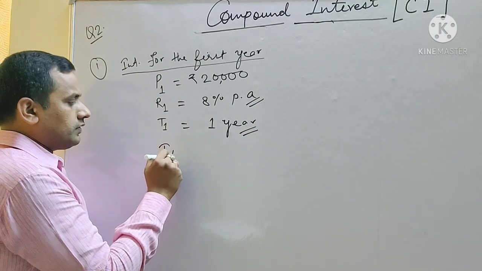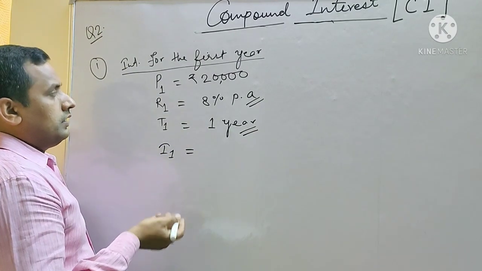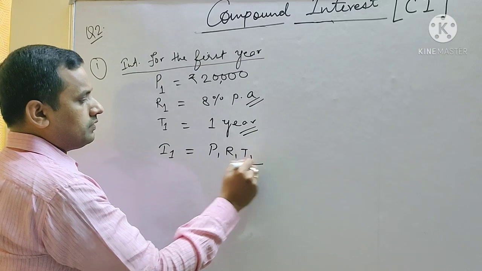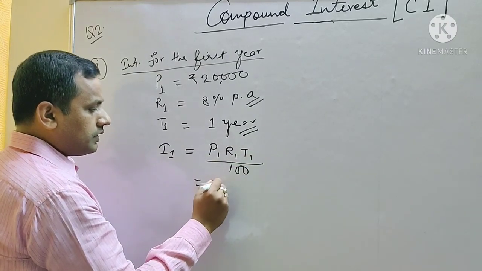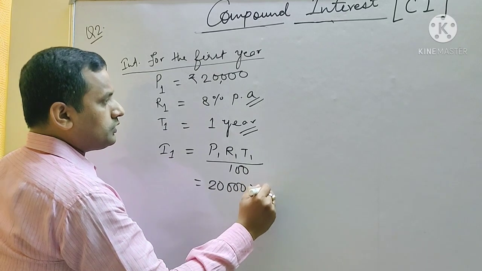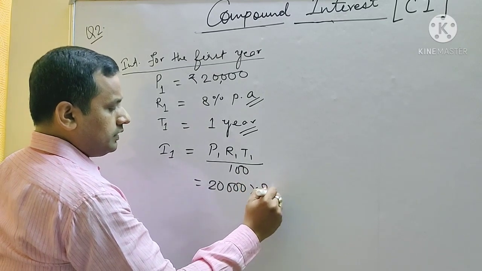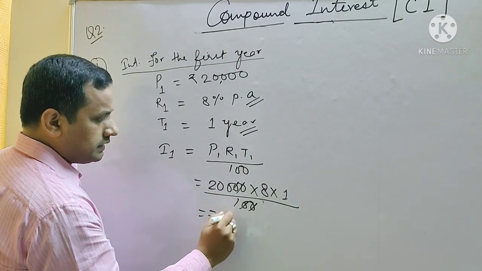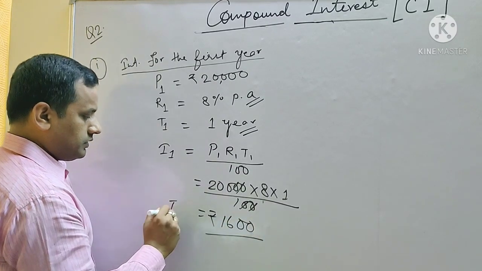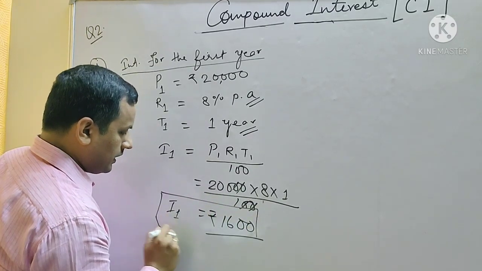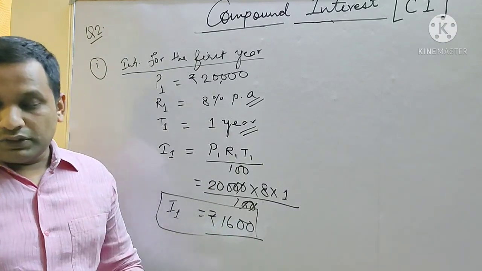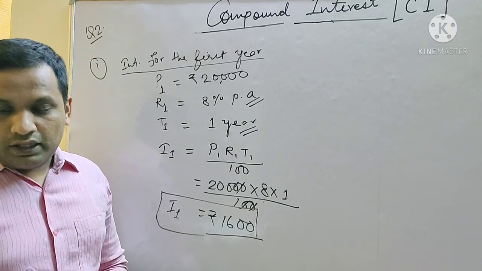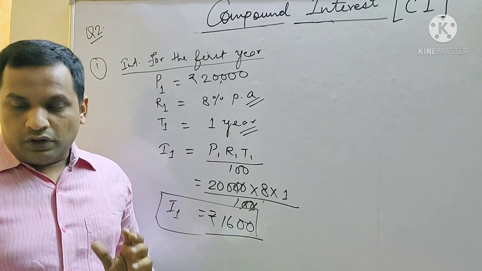So we will find the interest earned for the first year, that will be P1 R1 T1 upon 100. P1 is 20,000 into 8% into 1 upon 100. So it will become 1600 rupees. So the first part, which is asking interest for the first year, will be rupees 1600.